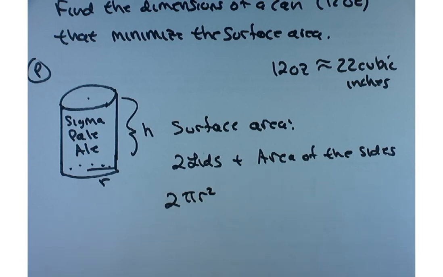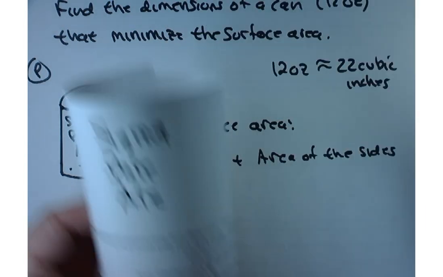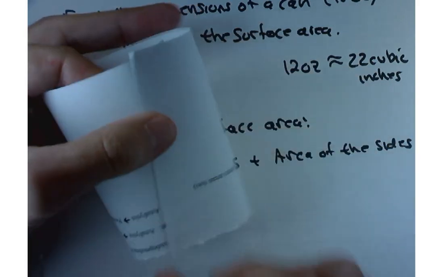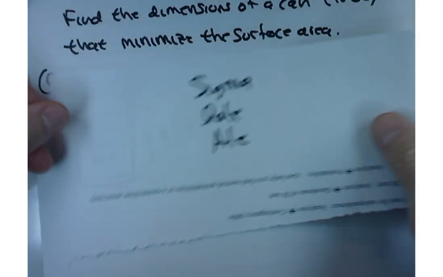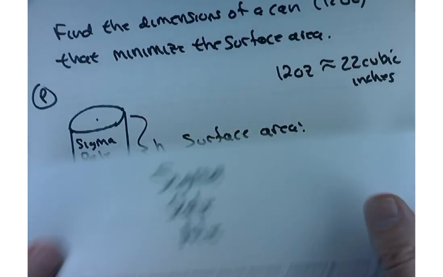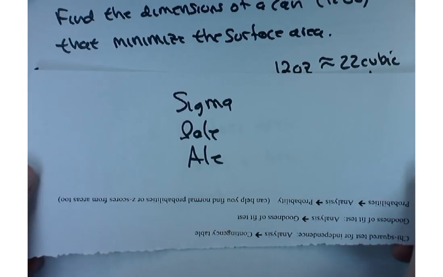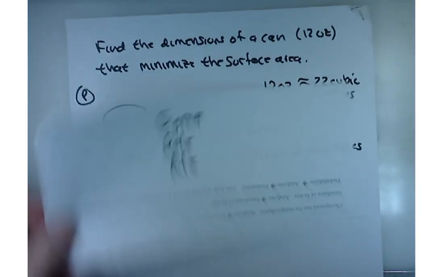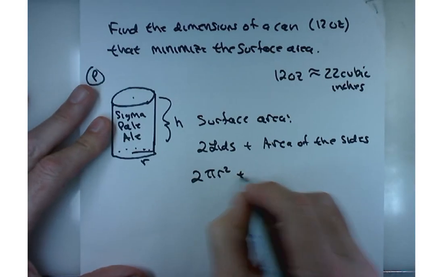Now the area of the sides is going to be a little bit more difficult to kind of fathom. So let's take a look at our can of beer. There we go, Sigma Pale Ale. And what I'm going to do is cut this along the seam and unfold it. So what happens to this? Well, it just becomes a rectangle, right? And so I'm going to calculate the area of a rectangle. So it's going to be plus the area of a rectangle.